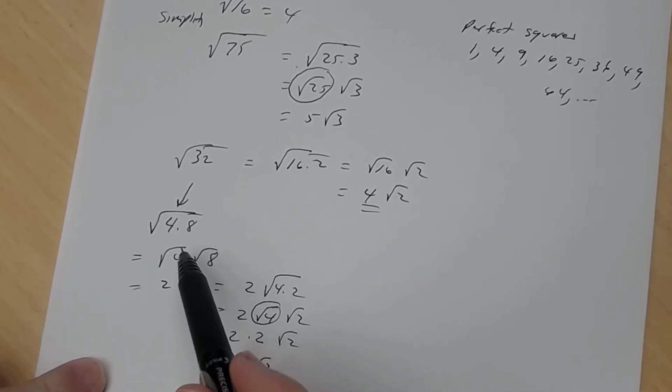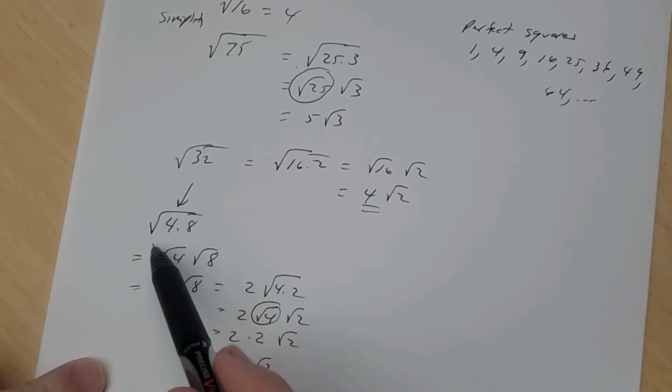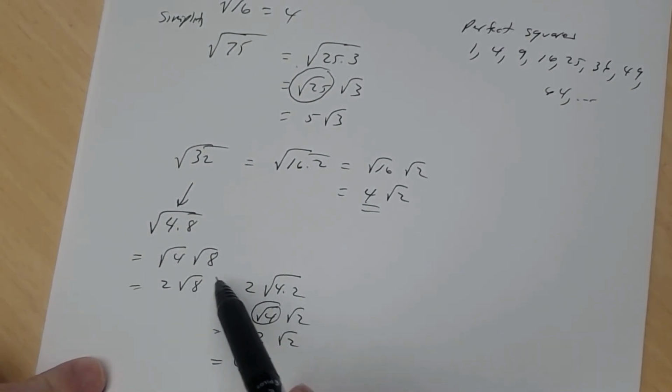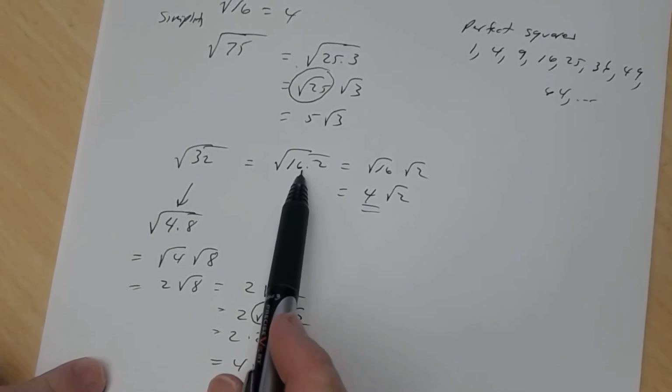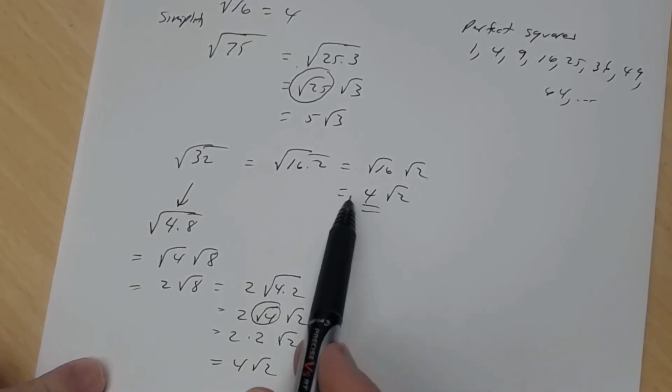All right, so notice the process you have to go through if you do not use the largest perfect square to begin with, versus, well, what happens if I use the largest perfect square? You have fewer steps to deal with.